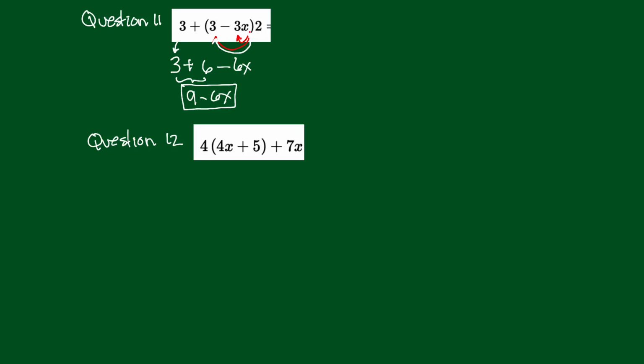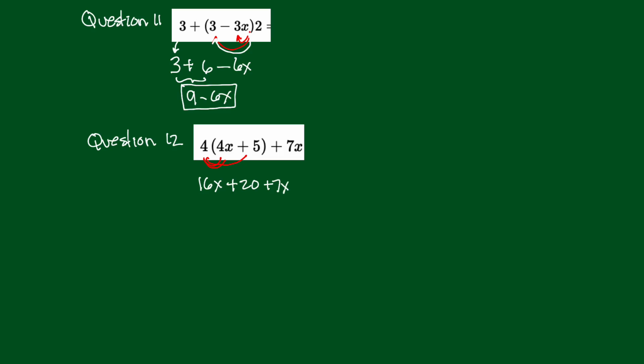Question 12, let's use the distributive property to eliminate that set of parentheses, and then we'll add 7x. So let's multiply through here, 4 times 4x, and then plus 4 times 5. What is 4 times 4x? 4 times 4, that's 16 x's, and then plus, over here, we've got 4 times 5. That's 20. And then plus 7x.